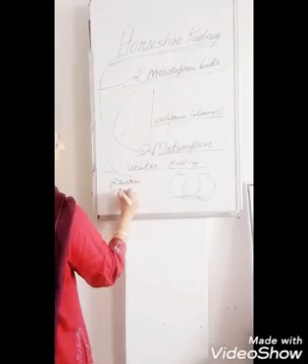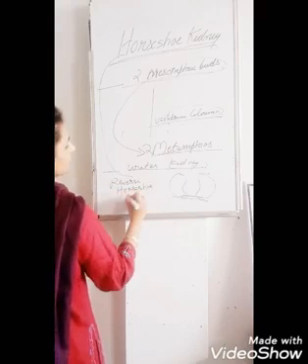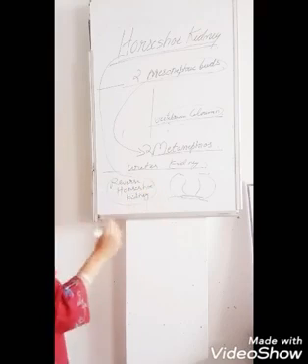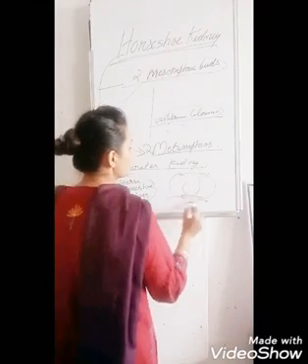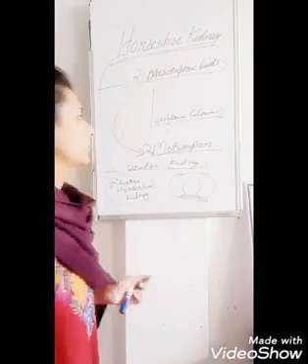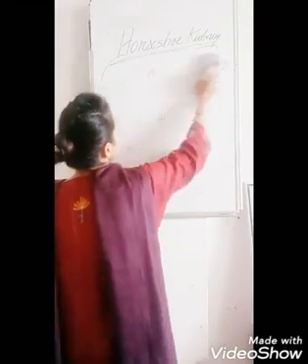If the fusion occurs in the upper poles of the kidney, then it is called reverse horseshoe kidney. When the fusion occurs in the lower pole, it is called horseshoe kidney. So it is a congenital anomaly.